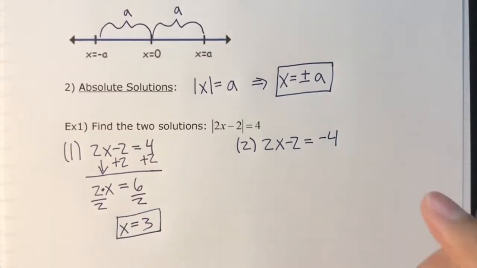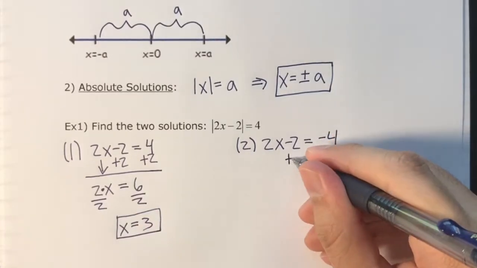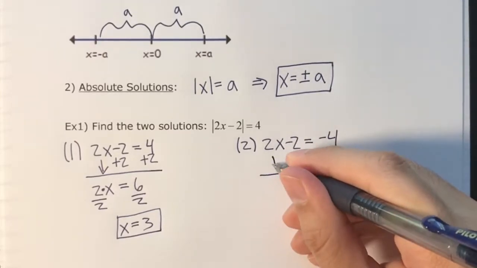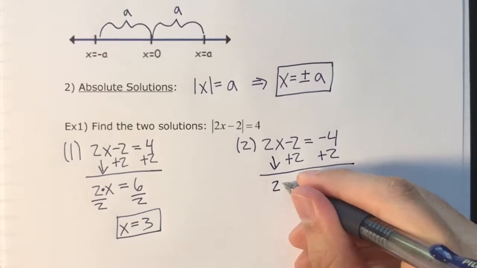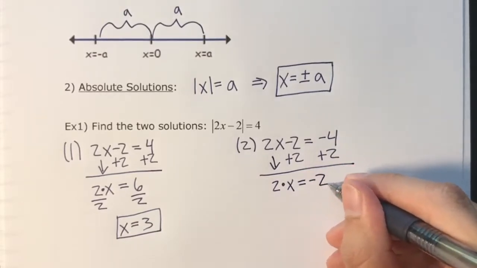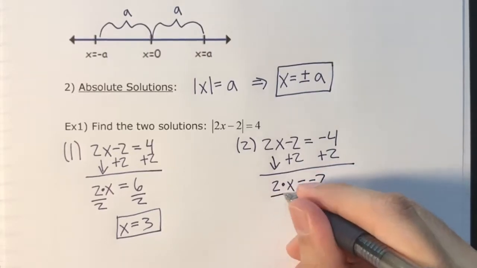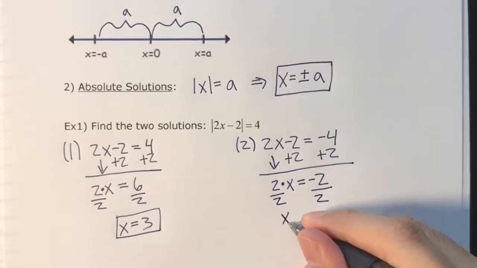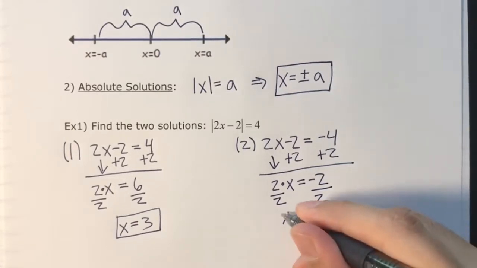Okay, let's do the same thing. I'm going to get rid of this minus 2. Opposite of a minus 2 is a plus 2. I'm going to bring down the 2x. Negative 4 plus 2, that's negative 2. Opposite of multiplying by 2 is dividing by 2. Okay, we get negative 1.